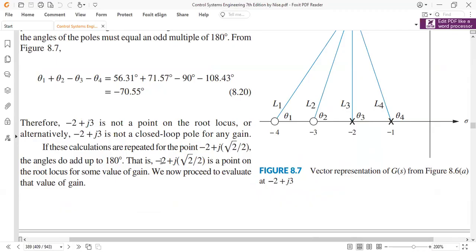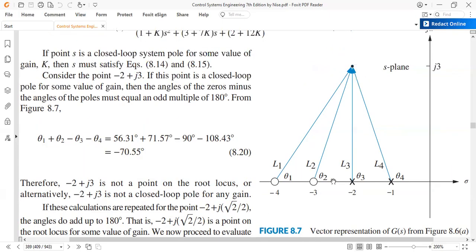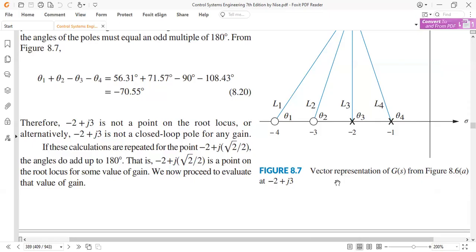So in your exams and quizzes, I'll be giving you different points and I'll make a question: please check what is the value of gain at this point on the root locus. The first thing you are going to do is verify whether this point really lies on the root locus or not. To verify that, you make a diagram like this, calculate the angles, and sum them up. If the angle comes out equal to 180 degrees or an odd multiple of it, the transfer function is satisfying this point to be on the root locus.